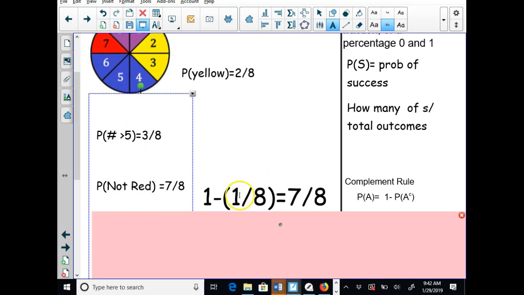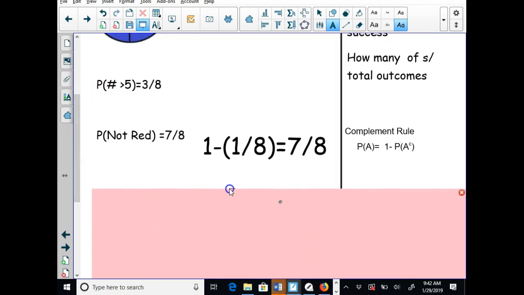Well, there's 1 red divided by 8 total, so 1/8 is the opposite, the probability of a red. And then we take 1 minus that, and that's what the complement rule is: instead of figuring out your success, figure out the opposite of your success because it's easier, and then do 1 minus that. The success in our case was not a red, okay? Well, what's the opposite of not a red? A red. 1 minus 1/8 is 7/8. It's your call on how you want to approach those.